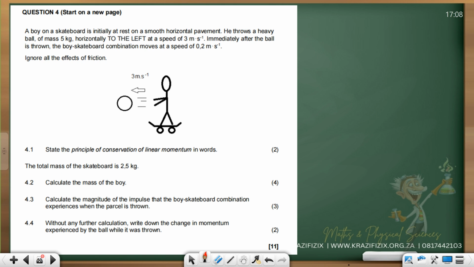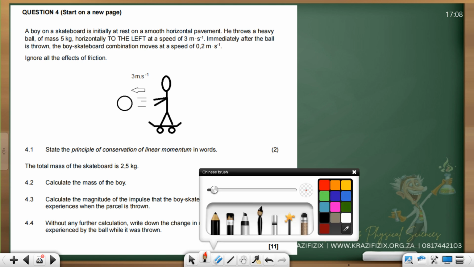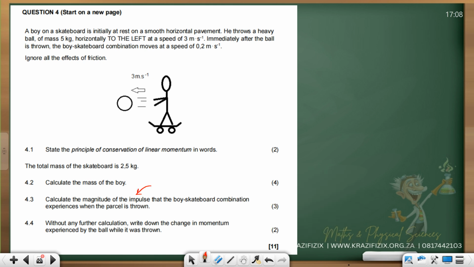Impulse? Now we're done. Remember what impulse is. Impulse is a product of net force and time, delta T. So impulse is actually F net times delta T. And this is also the same in quantity as change in momentum.